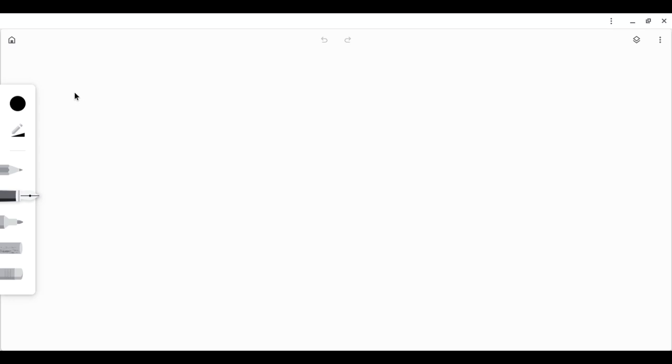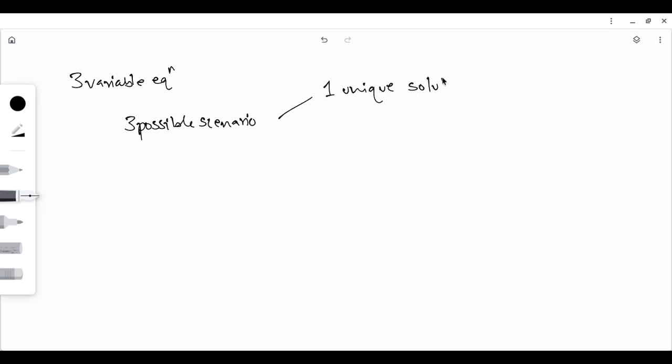In the three variable equations, there are 3 possible scenarios. One is you get one unique solution. That's the example we looked at last time. The second one, you would get no solution, and that is if you end up with something like 3 equals 0. When you're solving and you end up with something like 3 equals 0, it means there is no solution.